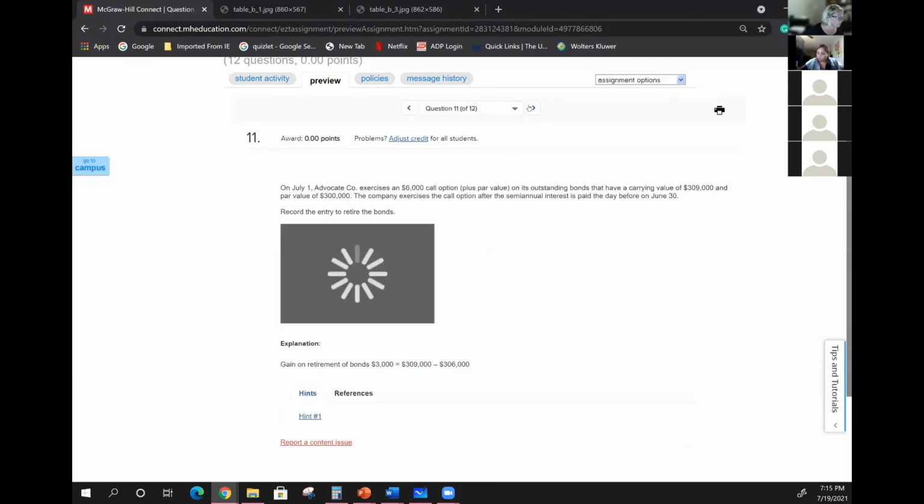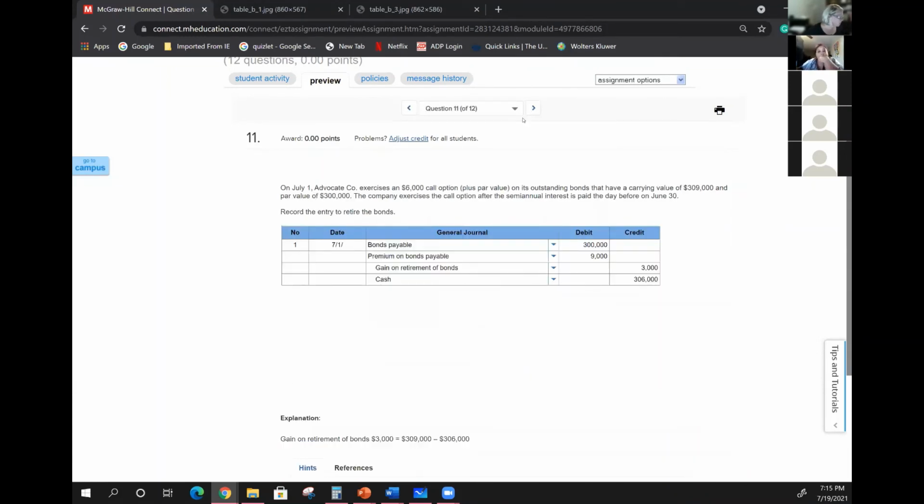Let's see, number 11. This is what I think this problem is. On July 1, Advocate Company exercises a $6,000 call option plus par value on its outstanding bonds that have a carrying value of 309. The carrying value is what's left on the books at that point in time, which is going to be a combination of discount or premium on bonds and then the face value. In this case, we had a premium, so I have to add to it.